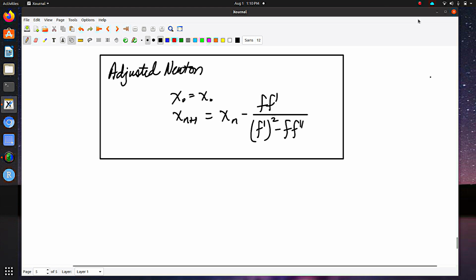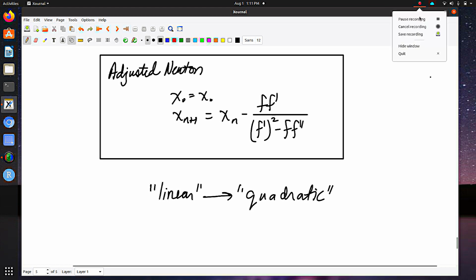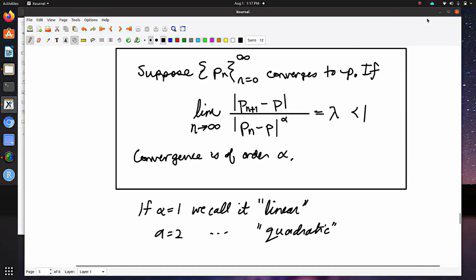What does that mean? Well, we actually took something which is known as linear convergence, and we turned it into what's called quadratic convergence. And I want to talk to you about that, because it may not be what you think. Linear isn't linear per se.